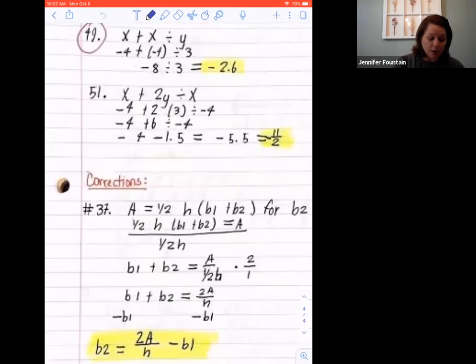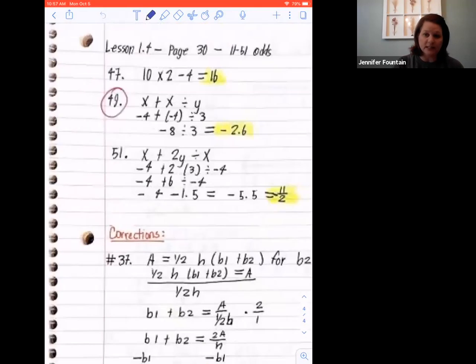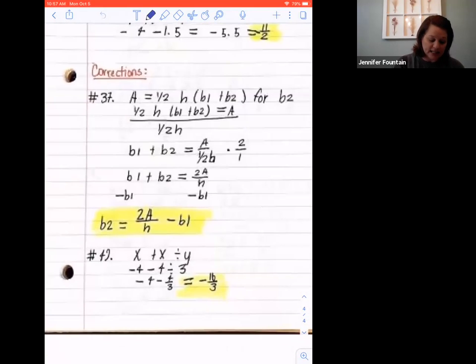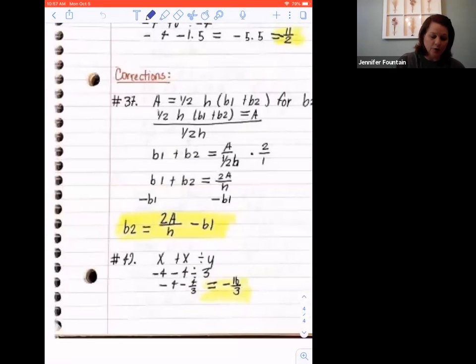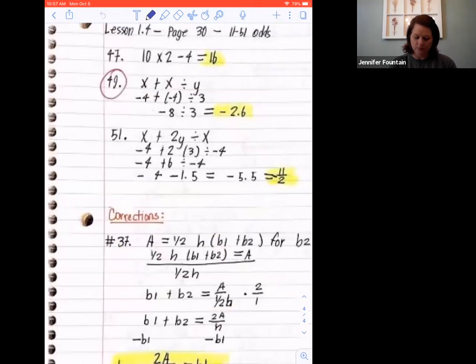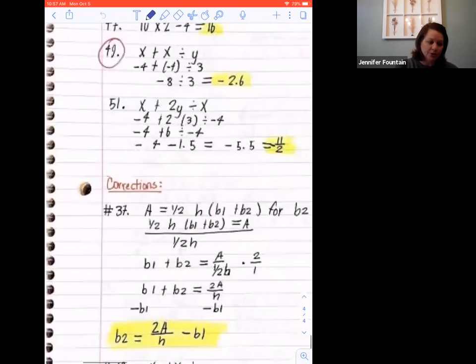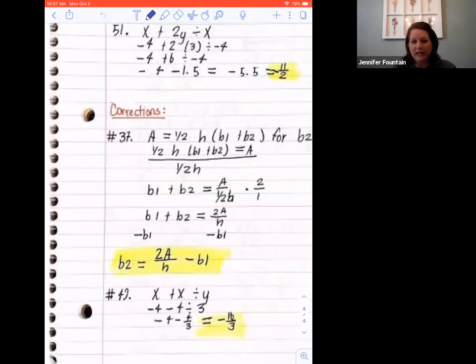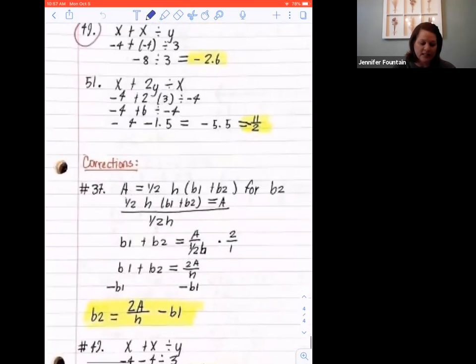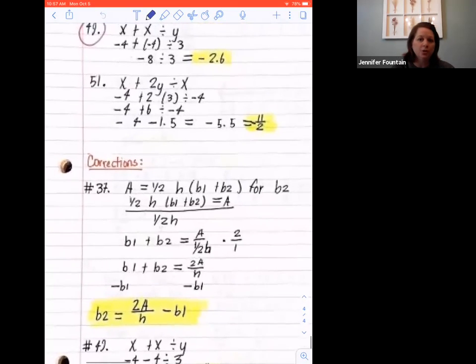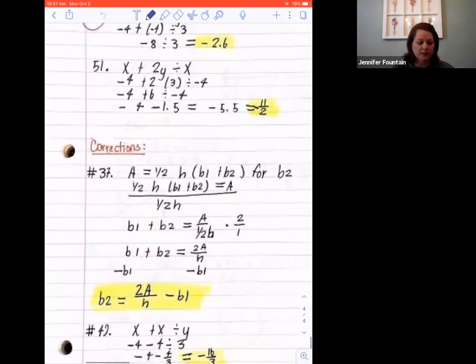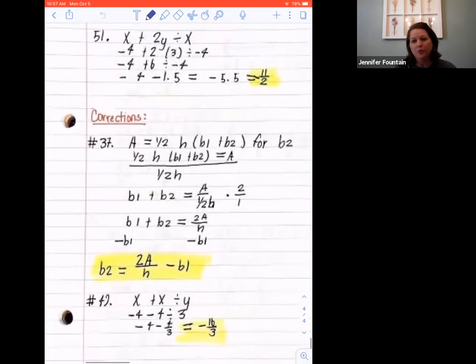Just like you can see her number 49, she came up with -2.6. When she corrected it, she found that it's -16/3. I know that one was a fraction and one was a decimal, but if she had changed 16/3 to a decimal, it would have been -5.3 repeating. So even though one answer was a decimal, it wasn't marked wrong for that reason. It was wrong because even 16/3 is -5.3 repeating.